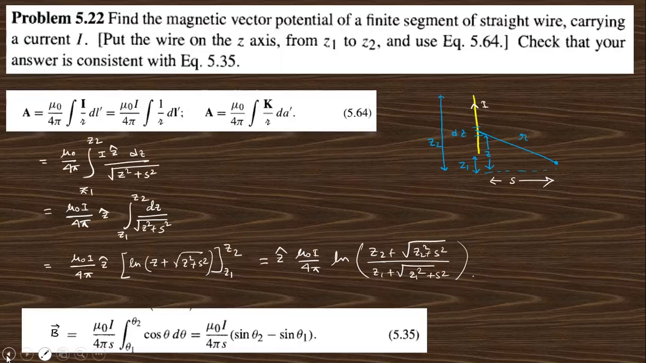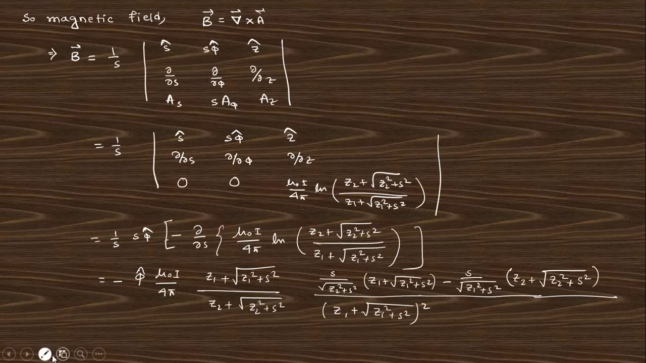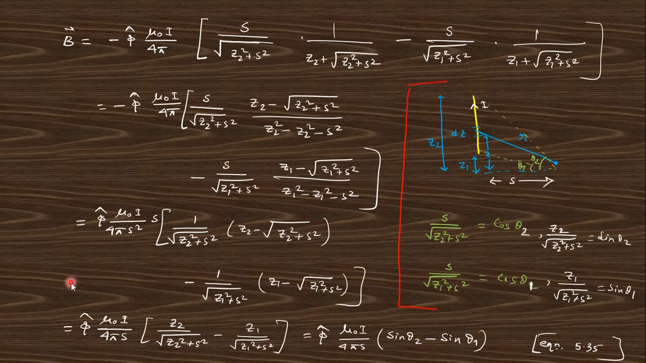So finally we get this expression, which is equation 5.35. So we need to satisfy the equation. Check your answer against 5.35. So 5.35 is consistent with this vector potential. Clear? If there is any doubt, you must comment in the comment box. Go to the next one.